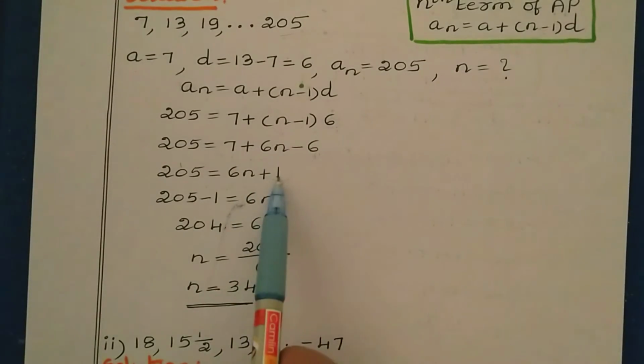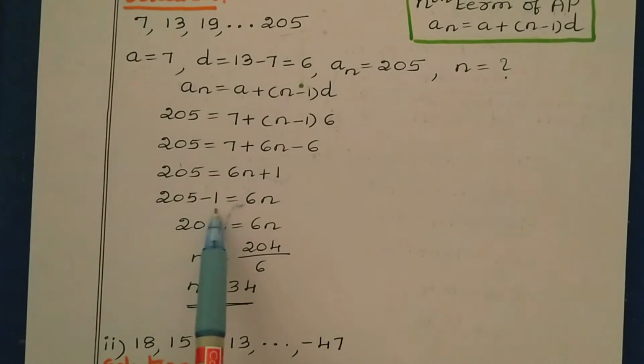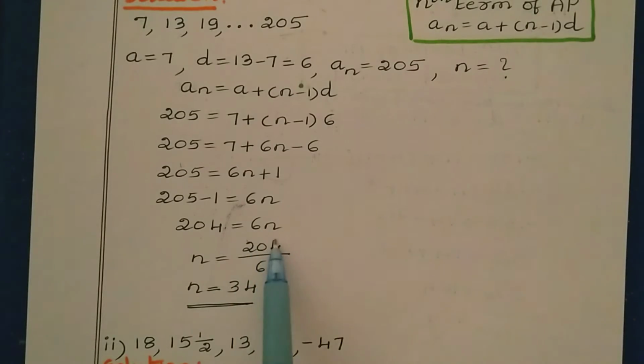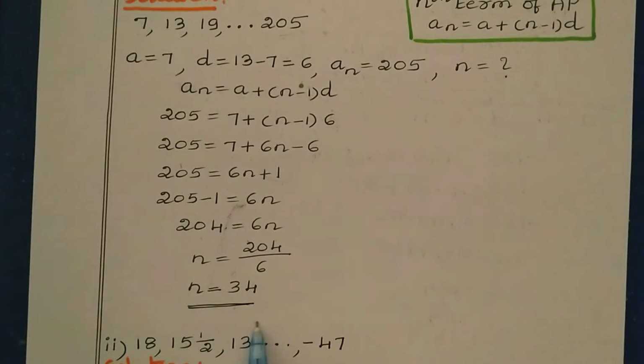I am taking this 1 to this side, that becomes minus 1. 205 minus 1 is equal to 6n. 204 is equal to 6n. n is equal to 204 divided by 6. So n is equal to 34.